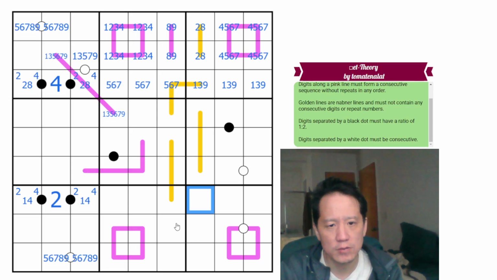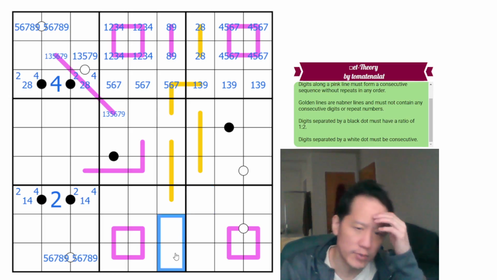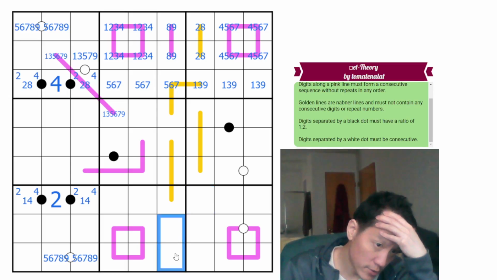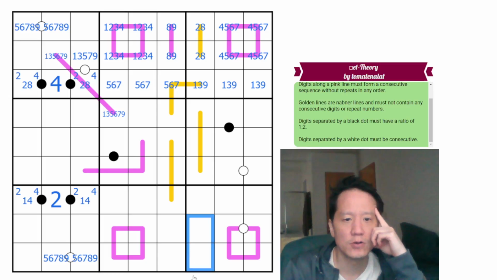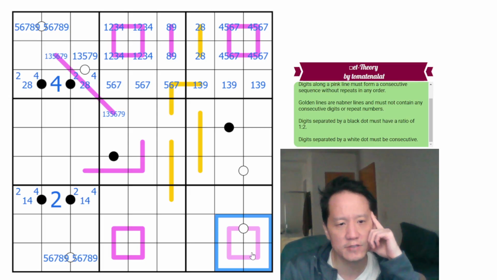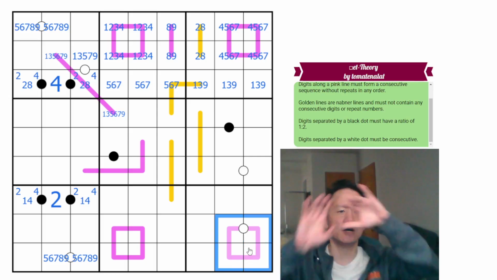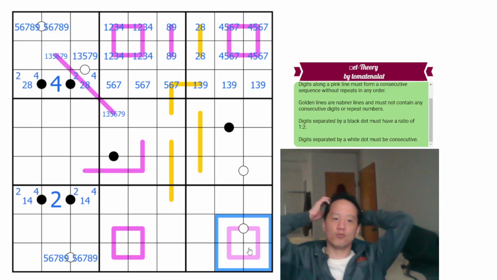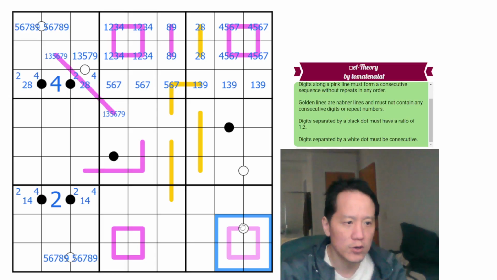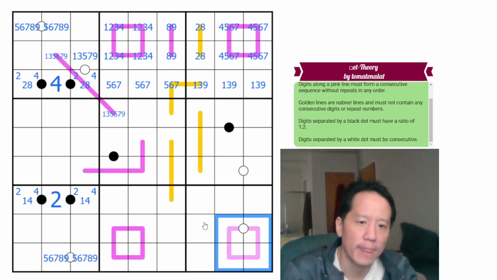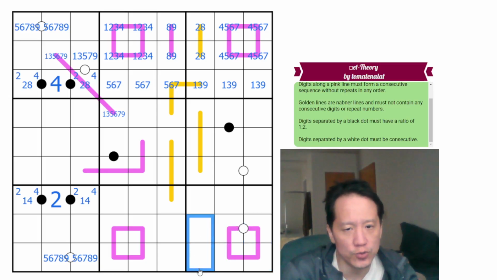Well, 8 cannot be here. And 8 cannot be here. So only one of these two could be an 8. The other one has to have, Renban has to have an 8. But 8 can never be on a 4-length Renban with 1, 2, and 4. And it would have to be one of them because you can only have 2 here.